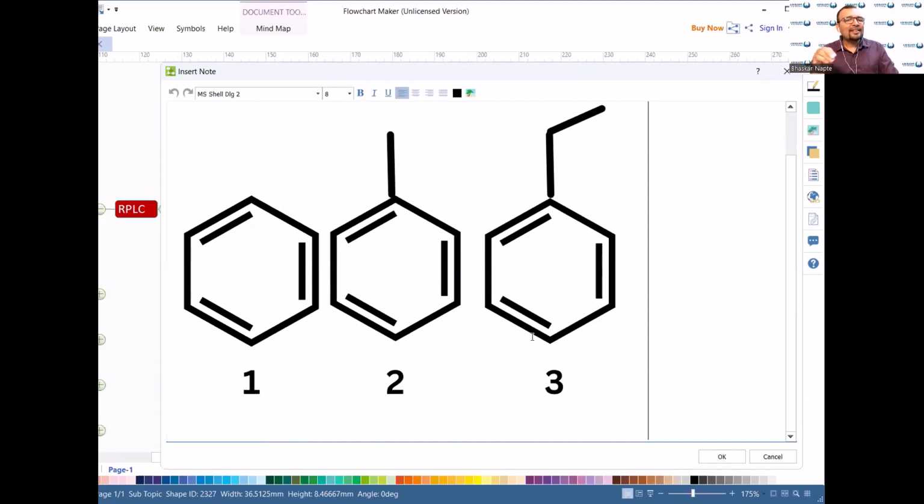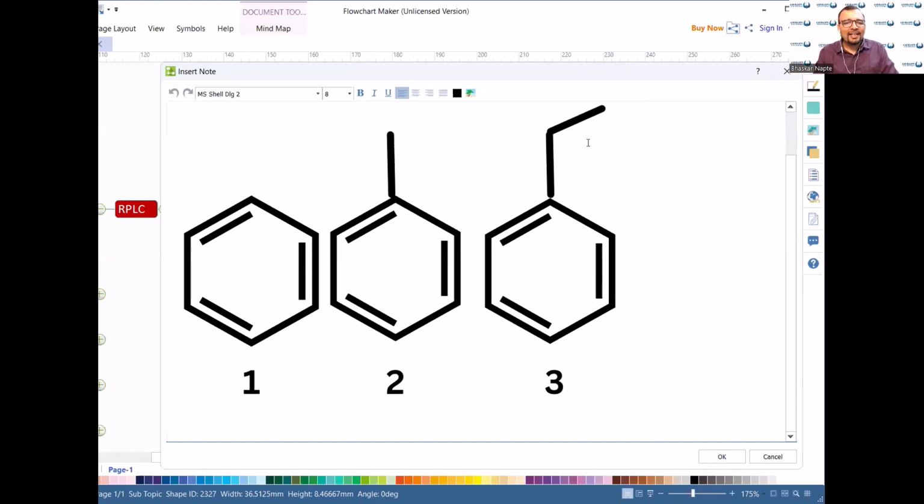These are the three compounds in your hand. Tell me in the comment box, which compound is going to have the longer retention time? The first, second, or the third? Come on, type in 1 or 2 or 3. Okay, Tushar says 1, and the majority of you are saying 3.